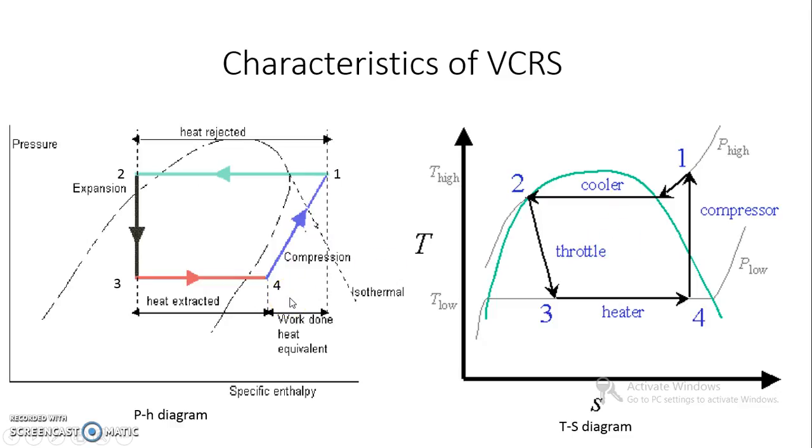So I can briefly summarize it as: the compression is an isentropic compression. The expansion is an isenthalpic expansion. And in the condenser, it is an isobaric heat rejection as well as an isobaric heat absorption.